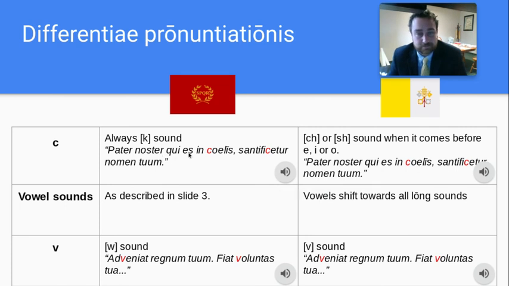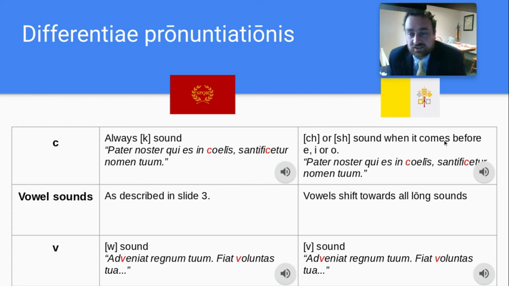Pater Noster, qui est in caelis, sanctificetur nomen tuum. It's making a k sound both of those times. Now, in ecclesiastical pronunciation, the C can sometimes make a k sound too, but in certain cases, it makes a ch sound. So this particular line, both of the letter C's make that ch sound.